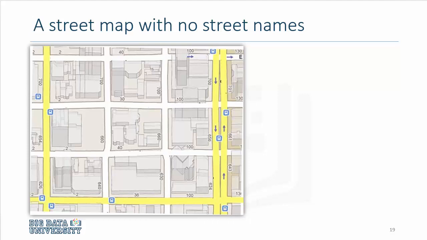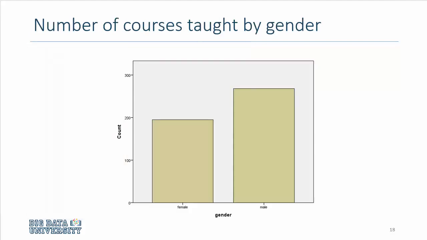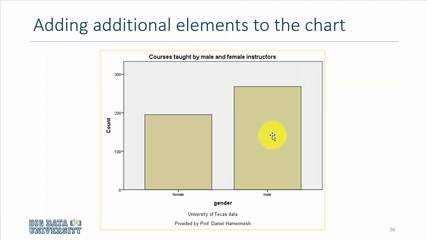A simple solution would be to just add the street names. Let us apply the same philosophy to our graphic. Once we add information about this infographic, a title, a footnote, this chart becomes a little bit more informative.